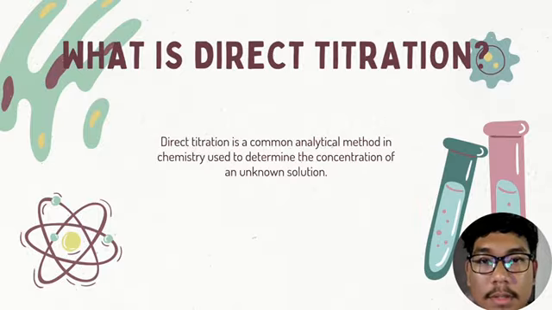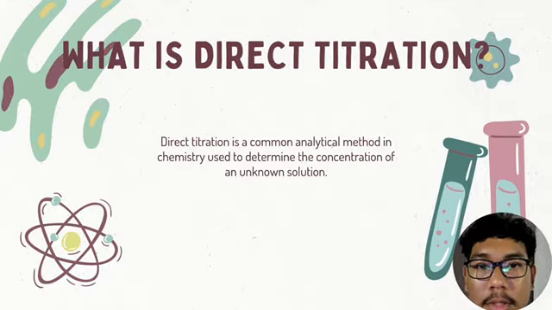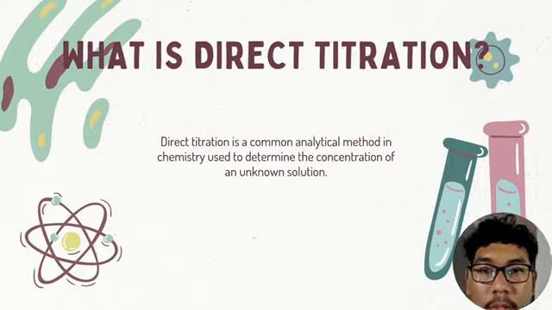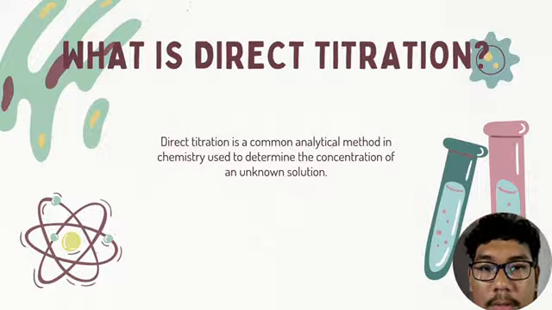What is direct titration? Direct titration is a common analytical method in chemistry used to determine the concentration of an unknown solution. In this technique, a solution with a known concentration, called the titrant, is added directly to the solution of unknown concentration, known as the analyte, in the presence of a suitable acid-base indicator.